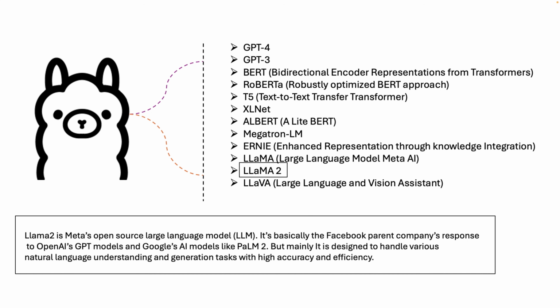LLaMA 2 is Meta's open source large language model. It's basically the Facebook parent company's response to OpenAI GPT models and Google's AI model like PaLM 2. But mainly it is designed to handle various natural language understanding and generation tasks with high accuracy and efficiency. For example, you have ChatGPT, right? In ChatGPT, you are giving the prompt and you are getting the response back, which you can consider as a text language model. Similarly, LLaMA 2 also supports text language models where you can add your prompt and LLaMA 2 will give you the response back.